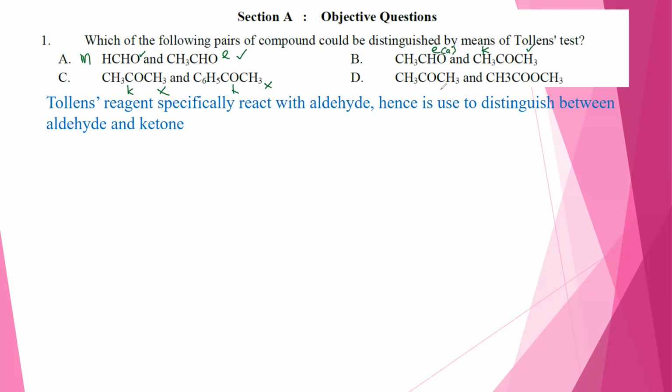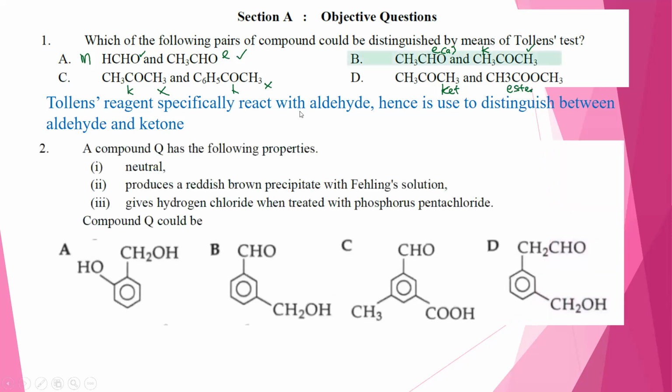And then finally, this is a ketone and this is an ester. So the best answer in here will be B. Okay, so B is the one that can be used to distinguish.